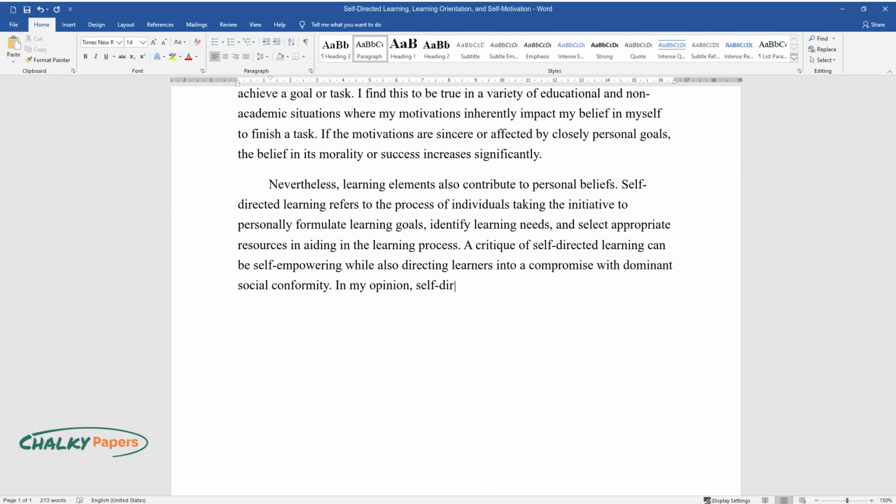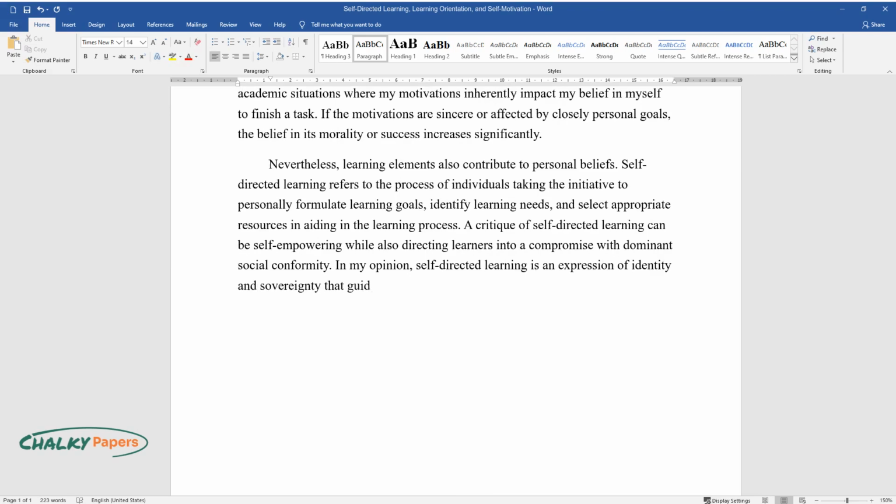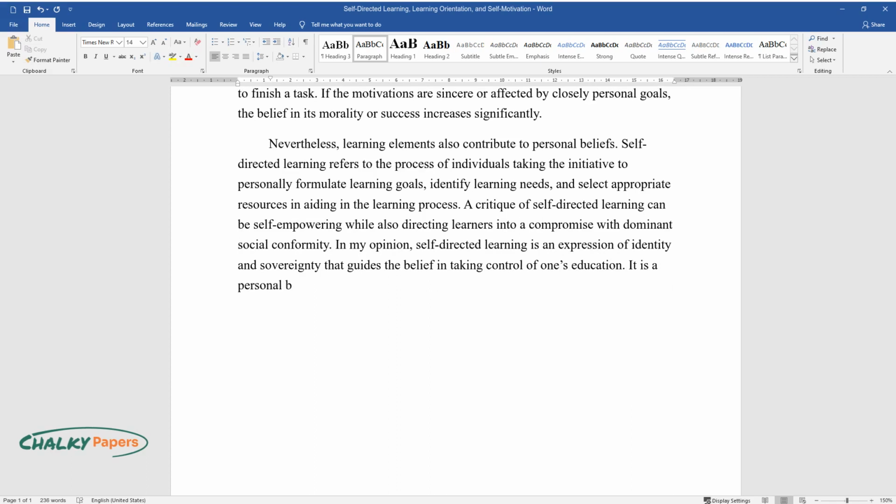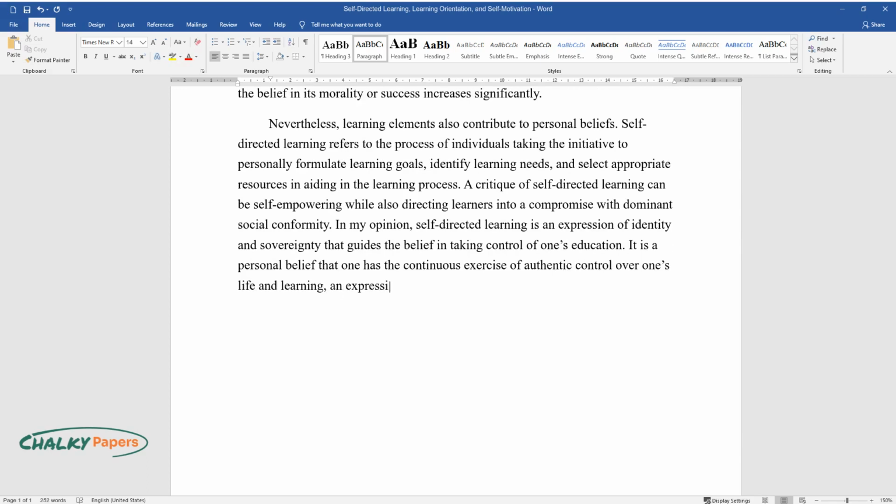In my opinion, self-directed learning is an expression of identity and sovereignty that guides the belief in taking control of one's education. It is a personal belief that one has the continuous exercise of authentic control over one's life and learning, an expression of self-efficacy and self-direction.